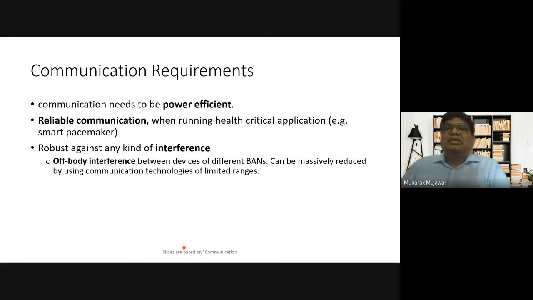And the third one, which is very important, is that they should be foolproof against any kind of interference. If I'm using two or three different types of devices running on the same frequency, all very close to the body, then it is very obvious that there might be some kind of on-body and off-body communication. We can have off-body interference. For example, if my family members and I are sitting together, then there might be some kind of interference between different body area network devices.